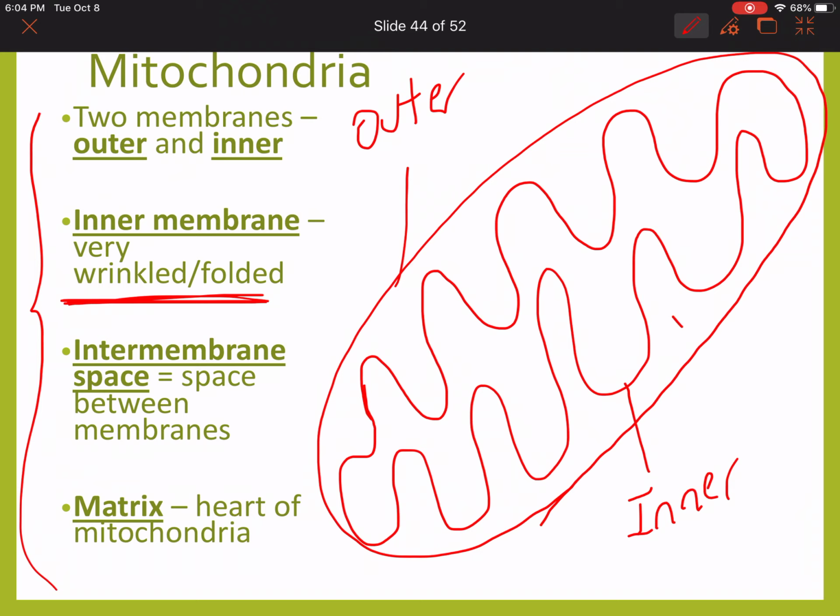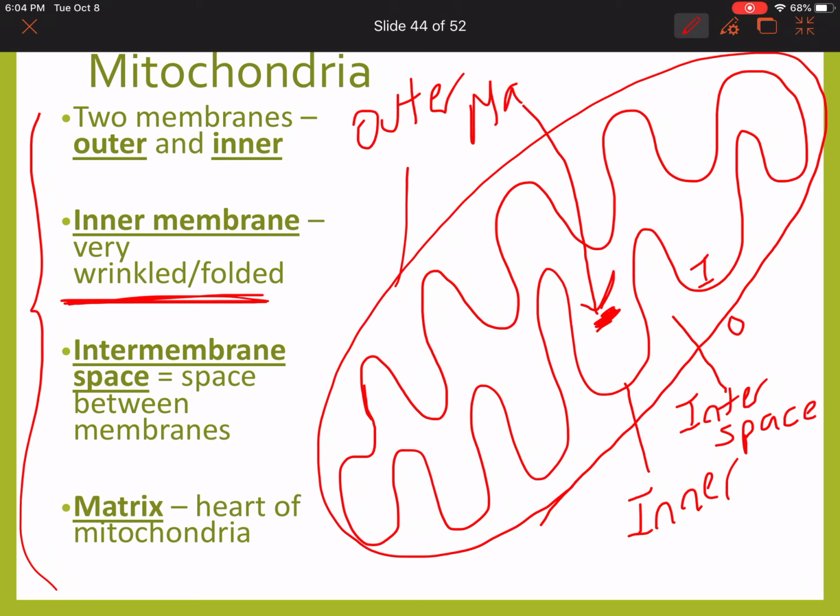The space in between, so this gap in between the outer and the inner, is called the intermembrane space. The space in between is the interspace. Now, the only weird word name here is the heart of the mitochondria. This center, this heart, is called the matrix. Just remember weird 90s movies. Great movie if you haven't seen it. All right, the heart of the mitochondria is the matrix. So 3 parts to learn, a very simple drawing for your cell book.